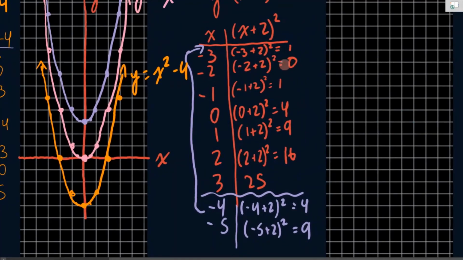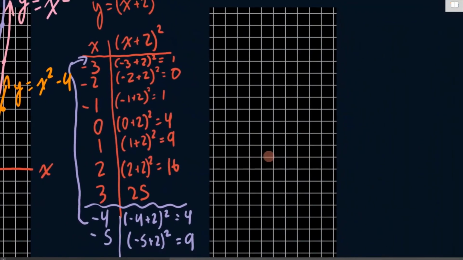Our 0, the 0 of our function, the bottom point of our parabola, is actually at -2 now. And our 1s are at -1 and -3. And our 4s, right, we got those from our 2 squareds. Our 2 squareds are now at 0 and -4. Okay, let's graph this and see what it looks like.